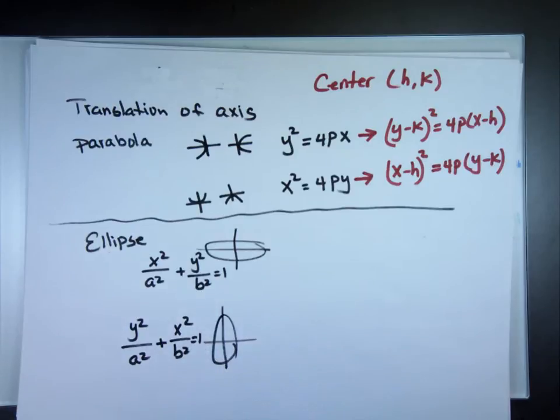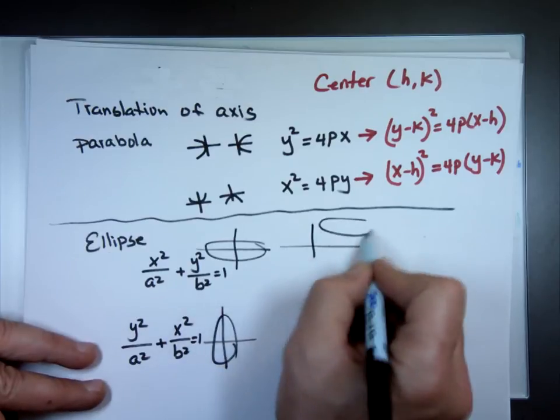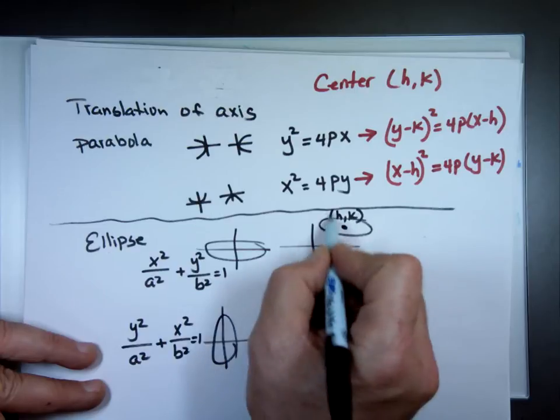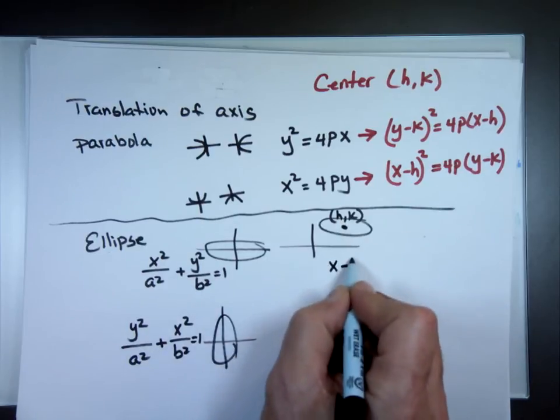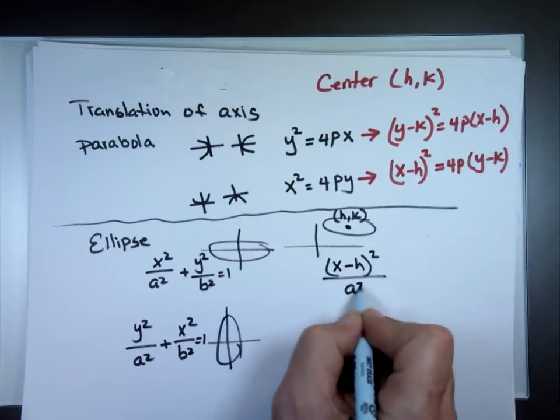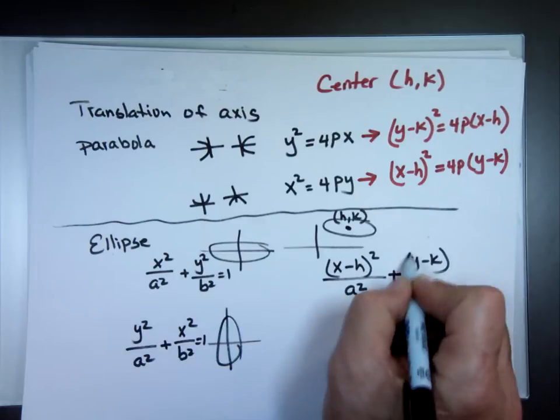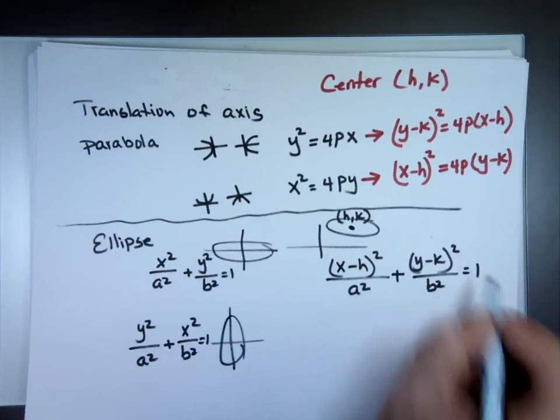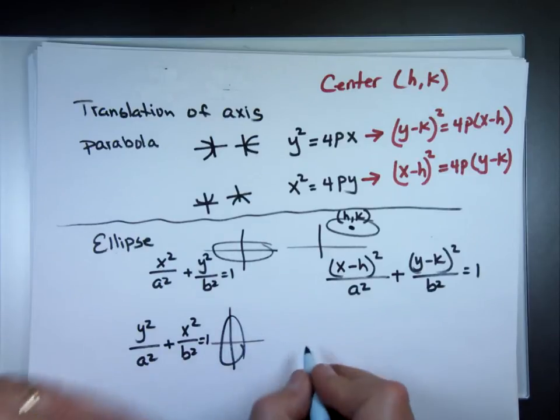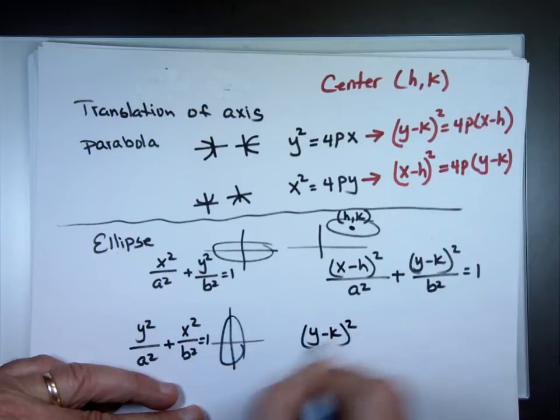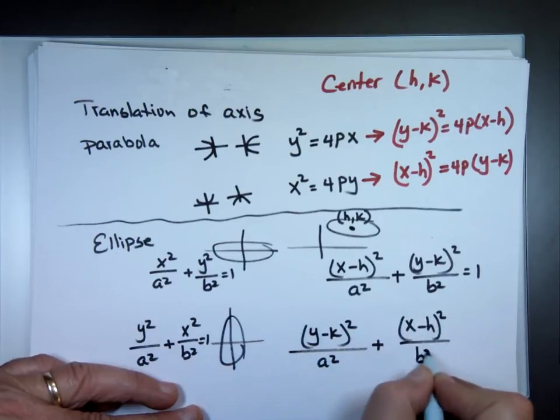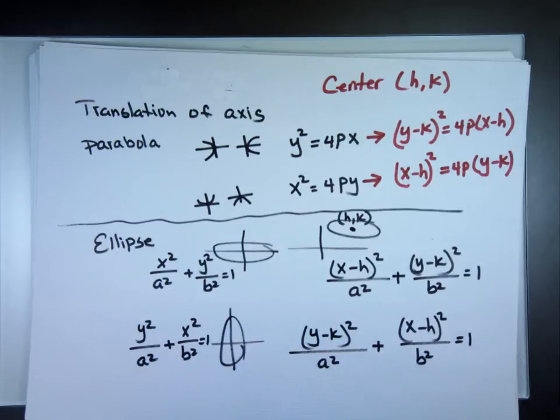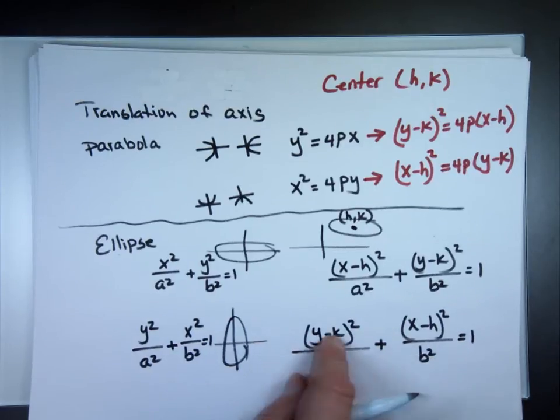So now what happens if the center is not at 0, 0? If the center is somewhere here at h comma k, that equation will change. Again, h goes with x, k goes with y. x minus h squared over a squared plus y minus k squared over b squared equals 1. And if it's up and down, it's y minus k squared over a squared plus x minus h squared over b squared equals 1. So this center could be anywhere. It doesn't have to be 0, 0. If h and k are 0, 0, you end up with that equation.